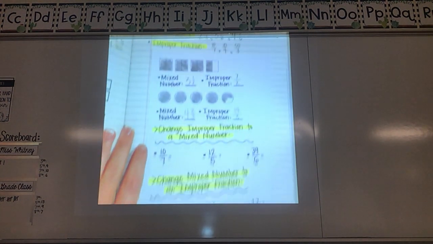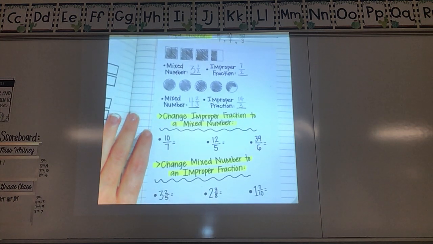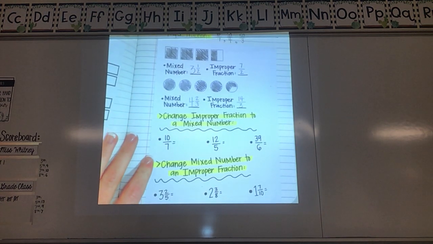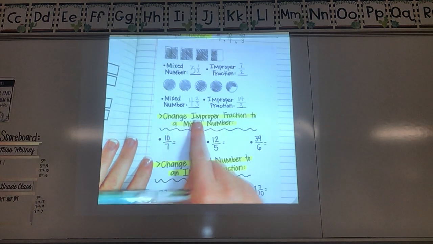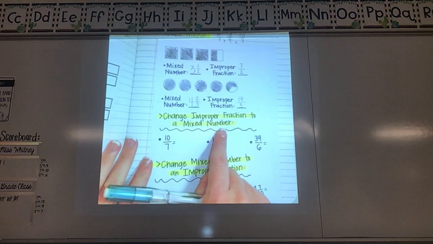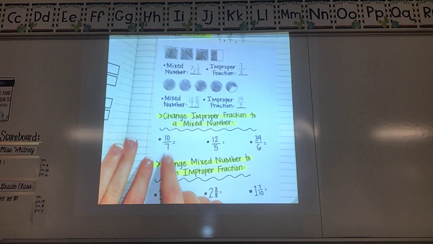Just like we talked about yesterday, we will not always have pictures to help us figure out mixed numbers and improper fractions. So we also need to know how to get them on our own using math. So first, let's look at how we change an improper fraction to a mixed number. Sometimes they're going to give us an improper fraction like 10/7, and they want us to make it a mixed number. To do that, we divide.